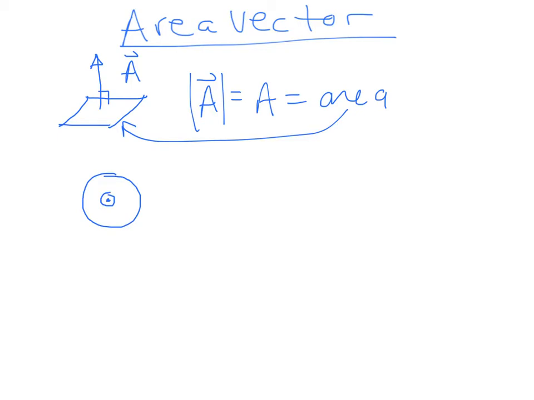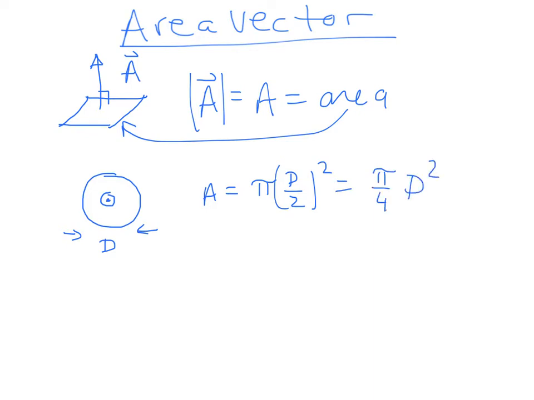And if that had a diameter d, the magnitude of that area vector would be pi times (d over 2) quantity squared, or pi quarters d squared.